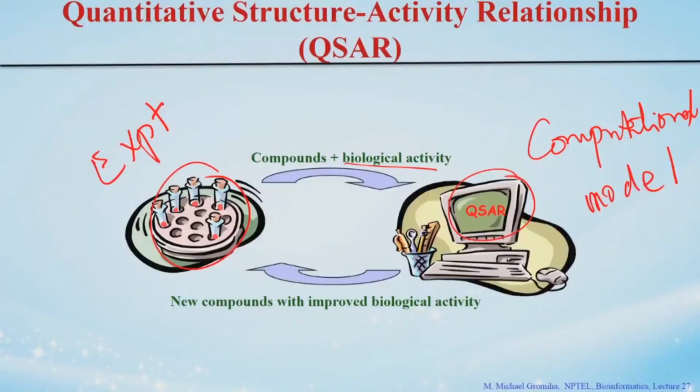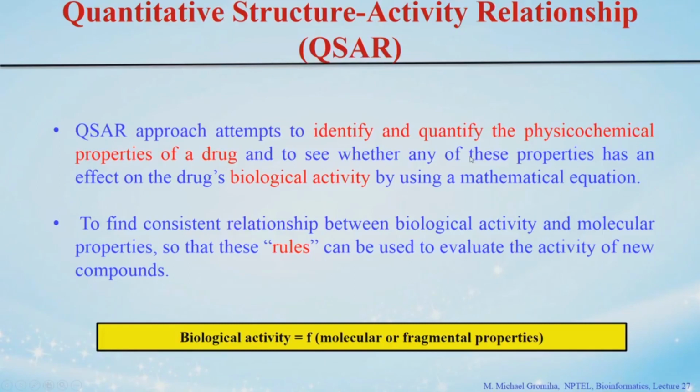So, the main principle for the QSAR analysis is whether we can explain the biological activity of the compounds in terms of other properties of the ligands, physical, chemical or electronic properties and so on. So, this QSAR approach tries to identify and quantify the physical chemical properties of a drug, and whether these properties can affect the drug's biological activity using any set of equations, whether linear or nonlinear equations, where you can relate these properties with the biological activity.